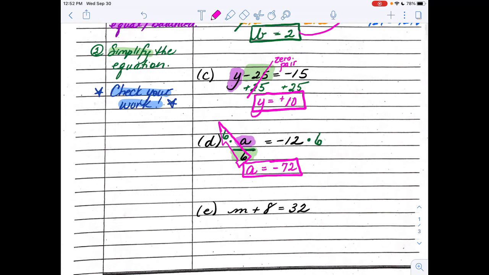We have one more problem to do, and that's E, but I want you to try to do this one on your own. Be careful, though, because right now I know I have to get that m isolated. Remember to think about the inverse operation, the opposite, to get rid of that 8. So bring your work with you into class, and we will do this one to see if you got it correct.